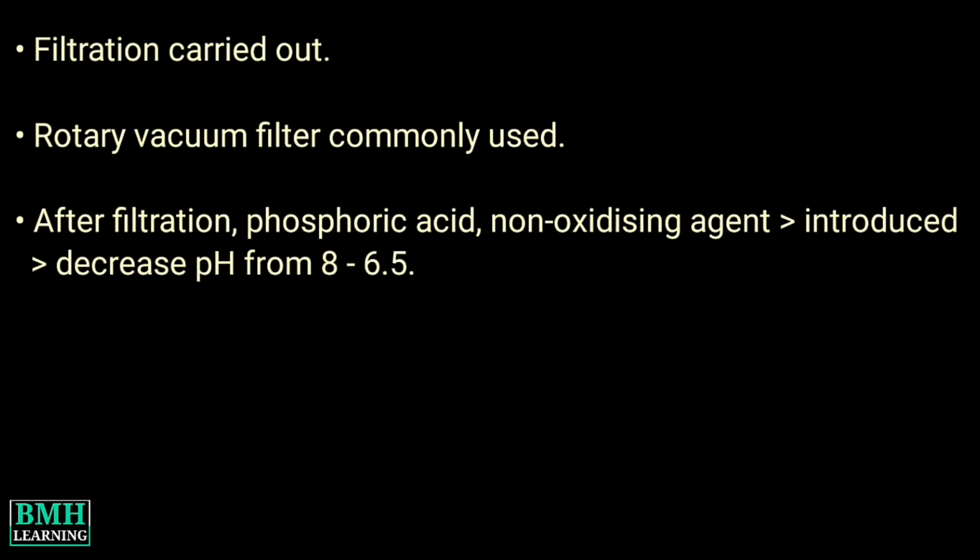Removal of biomass. Filtration is carried out, as bioseparation is required to remove the biomass from the culture. A rotary vacuum filter is commonly employed for filtration. After filtration, phosphoric acid, a non-oxidizing agent, is introduced to decrease pH from 8 to 6.5 so as to prevent loss of activity of penicillin.